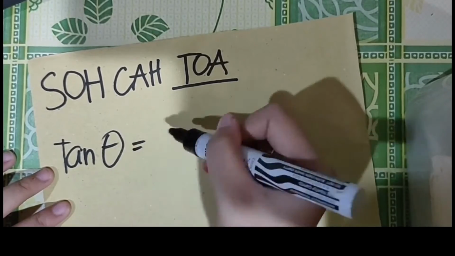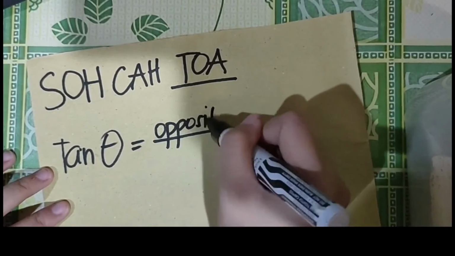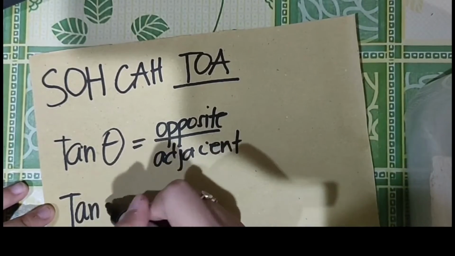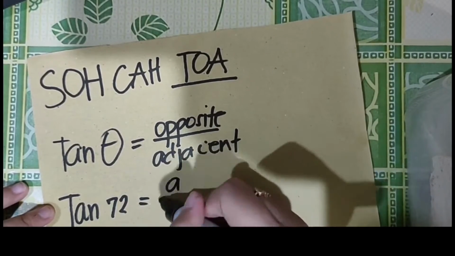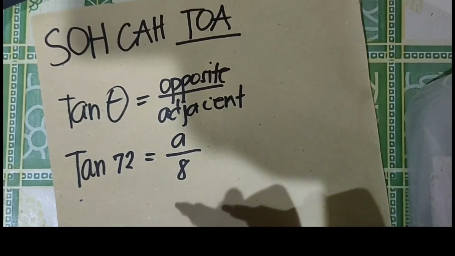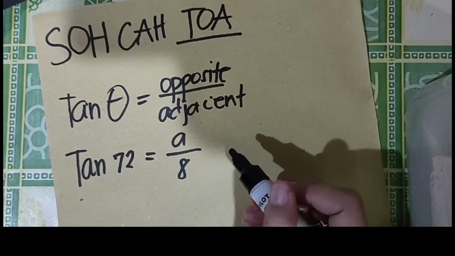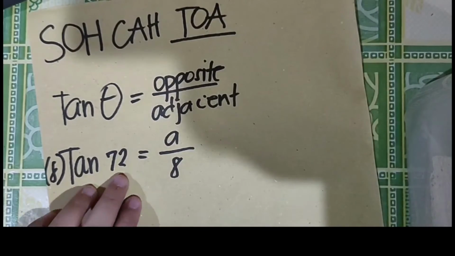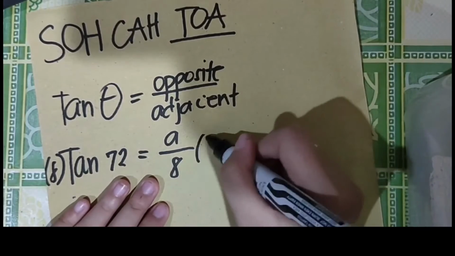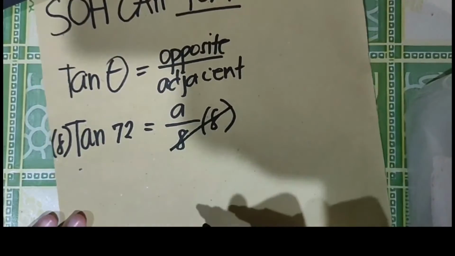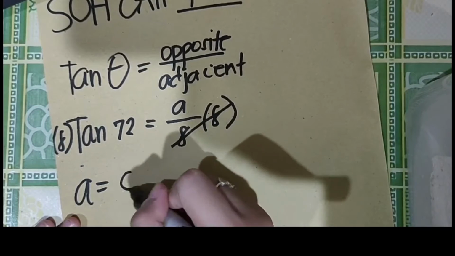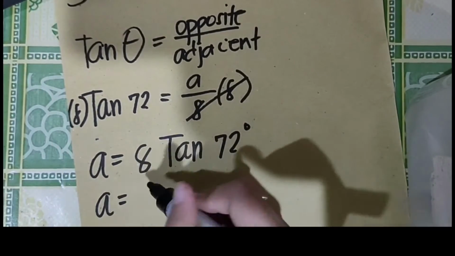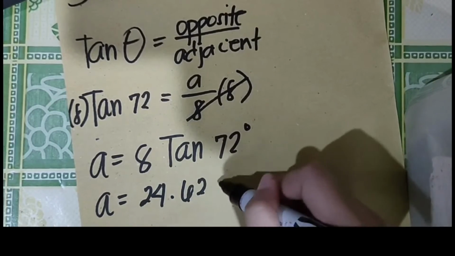Tangent theta is equal to opposite over adjacent. Tangent 72 is equal to A over 8. To cancel out 8, we will multiply by 8 on both sides. 8 times tangent of 72 equals A over 8 times 8. Cancel. Therefore, A is equal to 8 tangent of 72 degrees. A is equal to 24.62 inches.